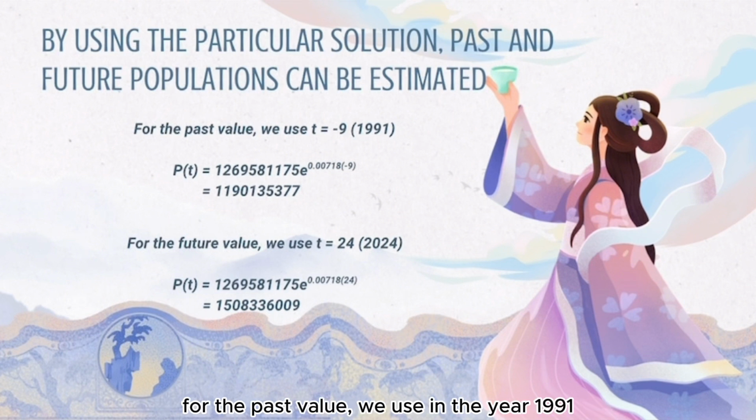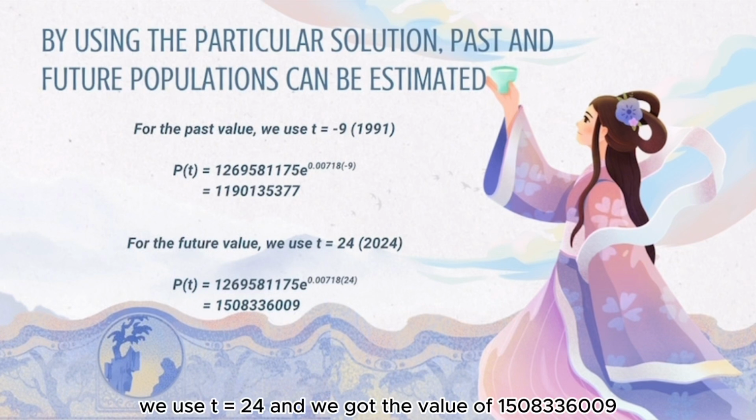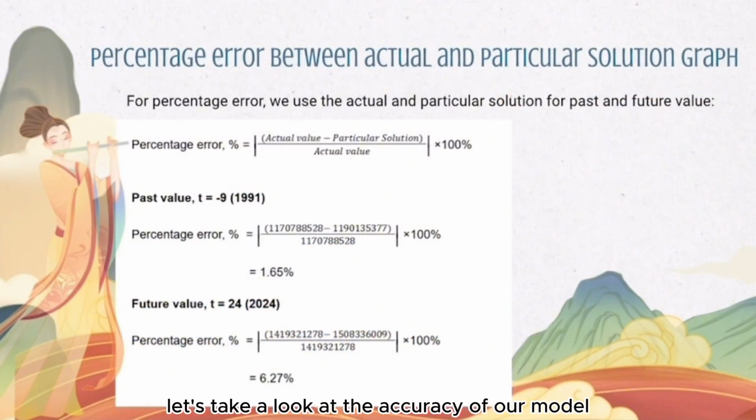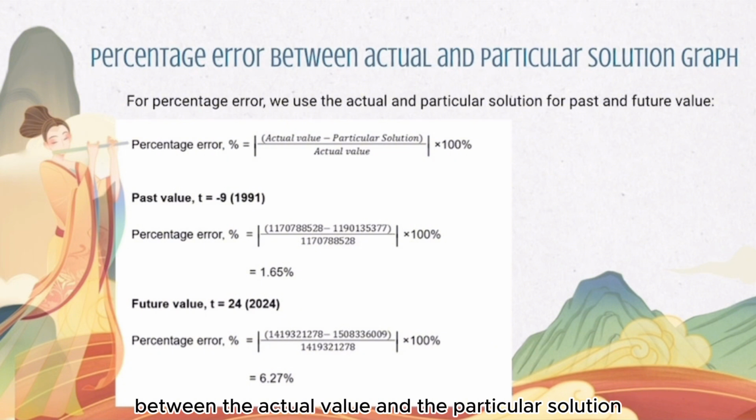For the past value, we use the year 1991, where t equals -9, and we got the value 1190135,377. For the future value, we use t equals 24 and we got the value of 150,833,6009. Let's take a look at the accuracy of our model by calculating the percentage error between the actual value and the particular solution.